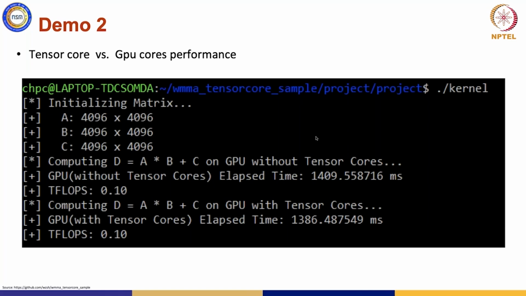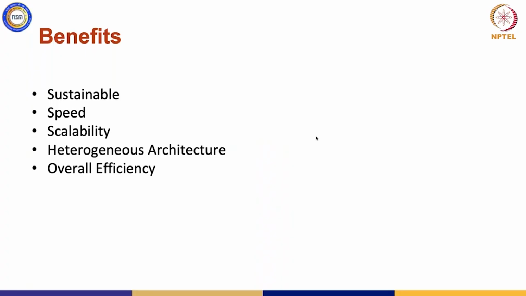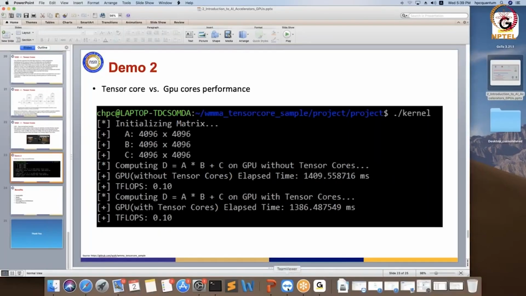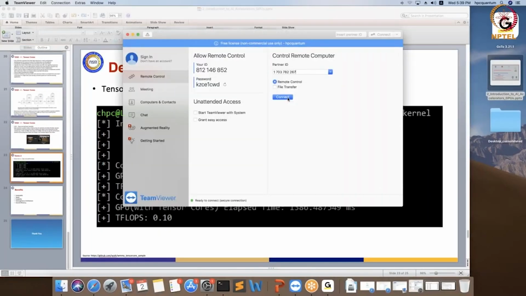And we have done that on a GPU without tensor cores and with tensor cores. So let me just take you to that, and then I will execute and discuss that program in brief. Let me just, one minute.